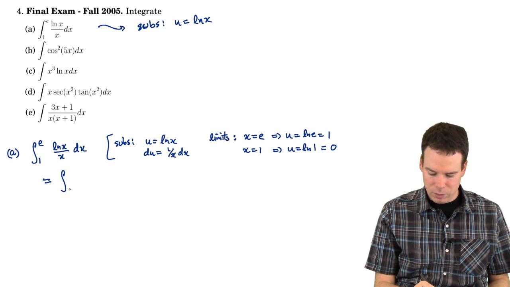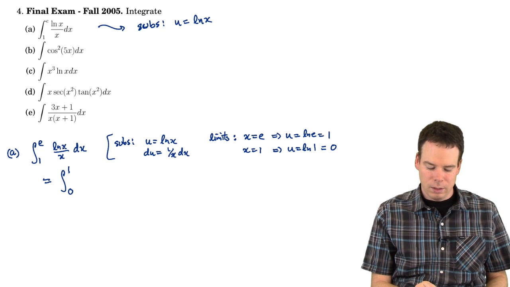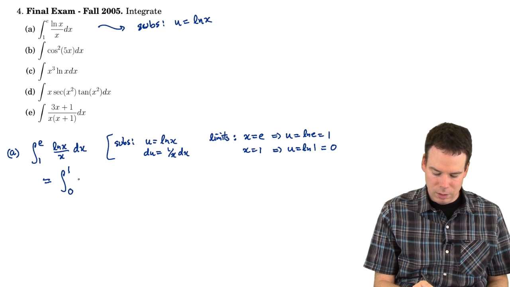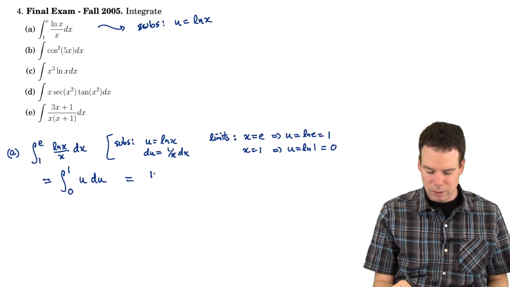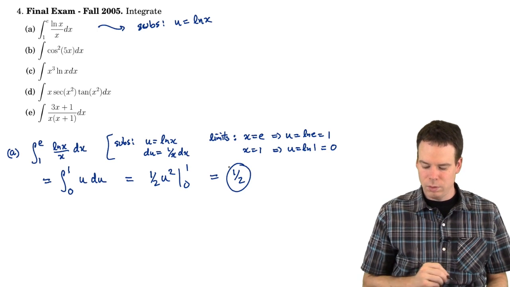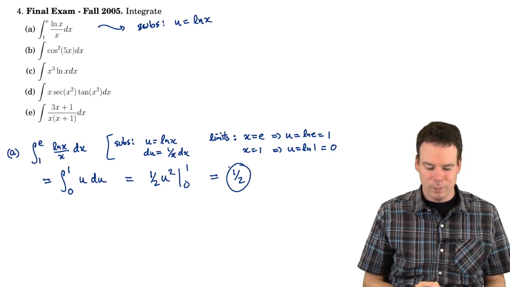And so this becomes the integral from the new lower limit to the new upper limit. And the logarithm gets replaced with u, and the 1 over x dx gets replaced with du. So this becomes the integral of u du, which I can anti-differentiate as 1/2 u squared from 0 to 1. And so our result is 1/2. How about the next example?